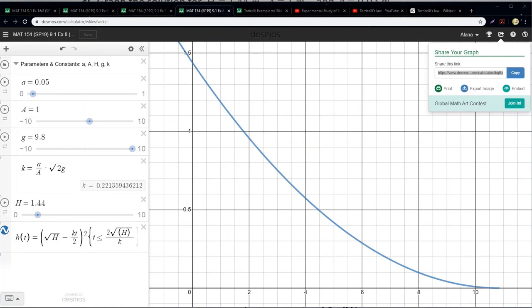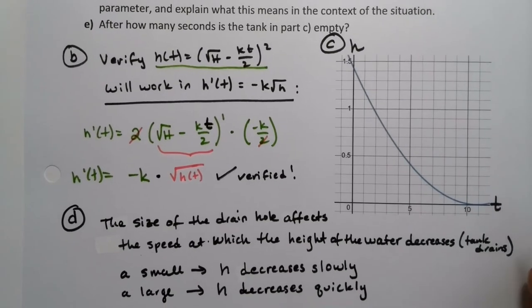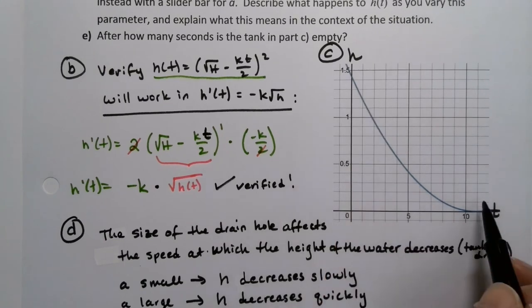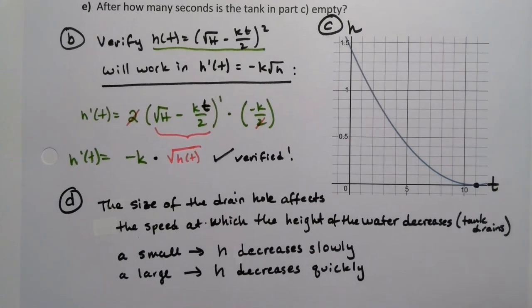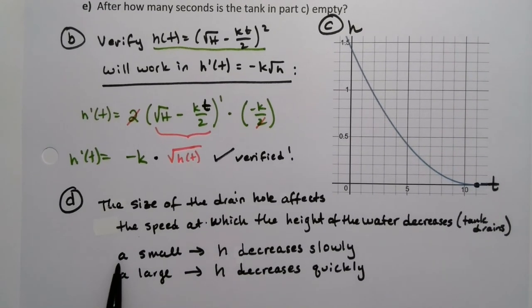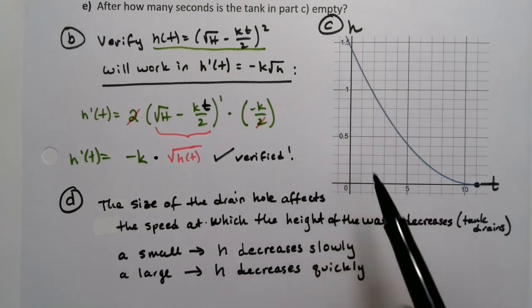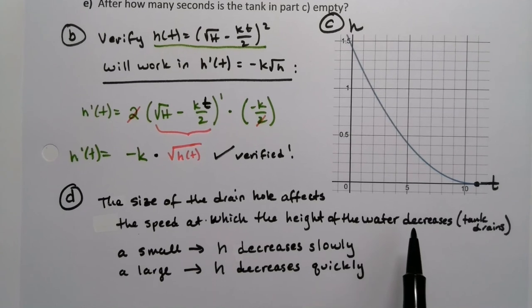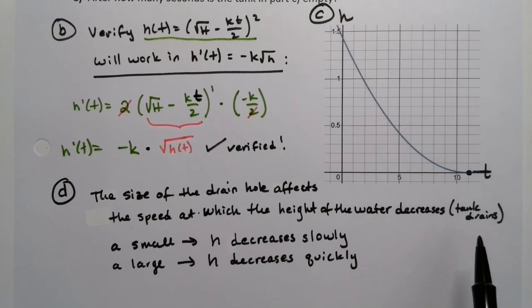Okay, so I just wrote that. It occurred to me that we should have labeled our axes in part C. So this is T and this is H, and the graph should really stop right there because the water is all drained out at that point. If A is small, then H decreases slowly. If A is large, H, the height, decreases quickly because the size of the drain hole is affecting the speed at which the height of the water decreases. In other words, how quickly the tank is draining.